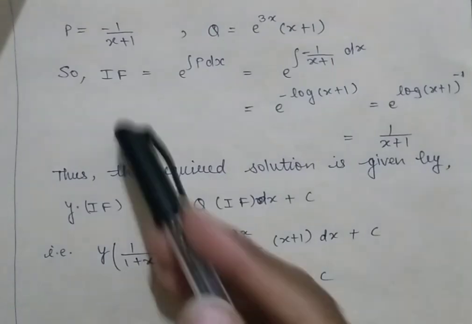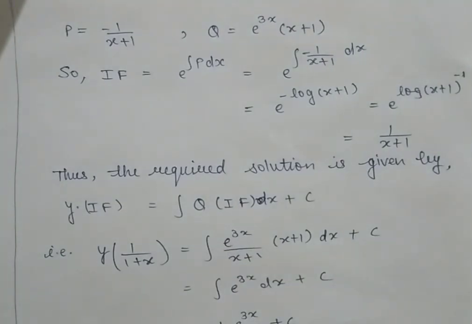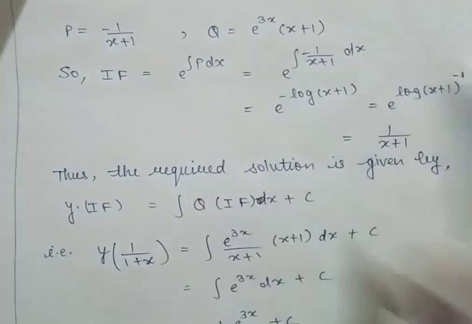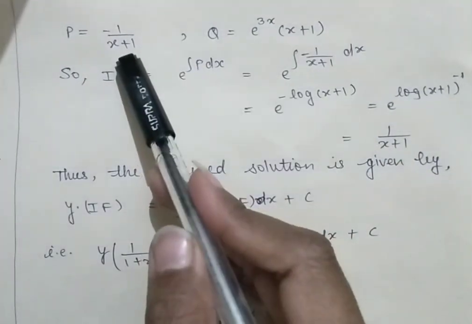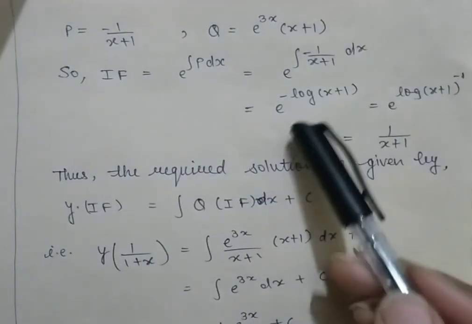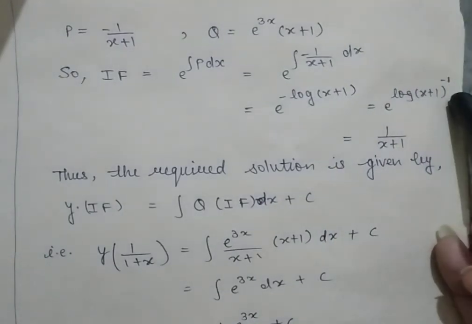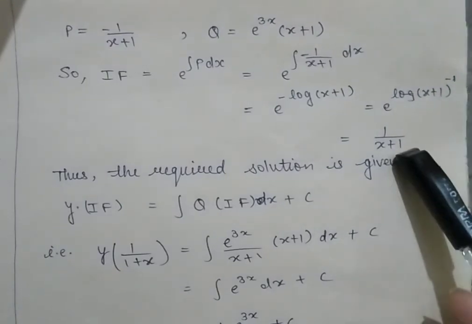So the integrating factor would be e raised to the power integral p dx. Since we have an equation of the form dy by dx plus py equal to q, the integrating factor is e raised to the power integral p dx. This is equal to e raised to the power integral of minus 1 upon x plus 1 dx. Now we integrate, so this is minus log of x plus 1, or e raised to log of x plus 1 inverse, by the property of log. This equals 1 upon x plus 1.